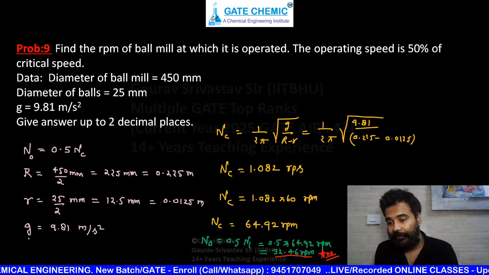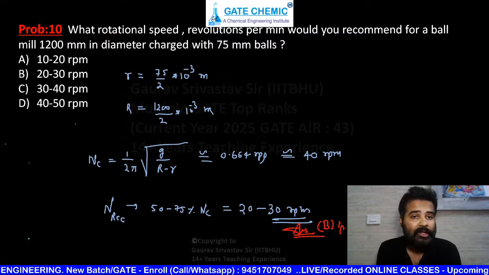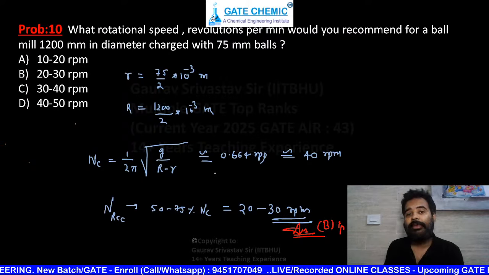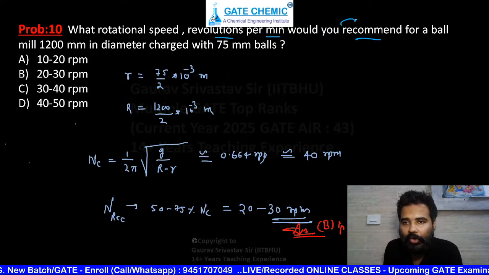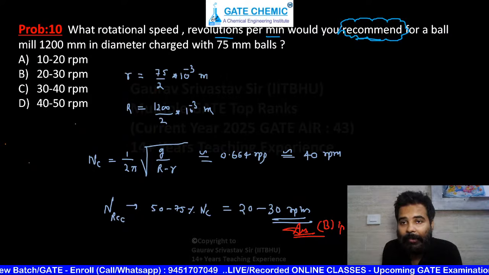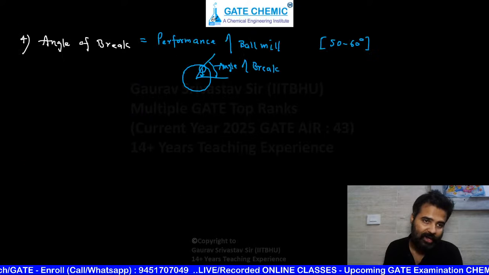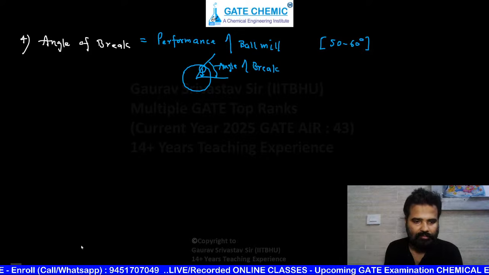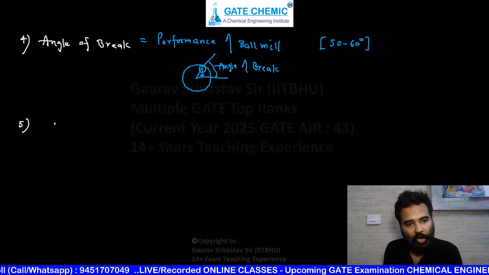No need to worry. Let's see one more question. See one more question, beta, based upon that one. Now here it asks, what rotational speed, revolutions per minute, would you recommend? Oh my god, asking for a recommendation here. One more point, please add here, beta. Point number 5. Please add. Operating speed.